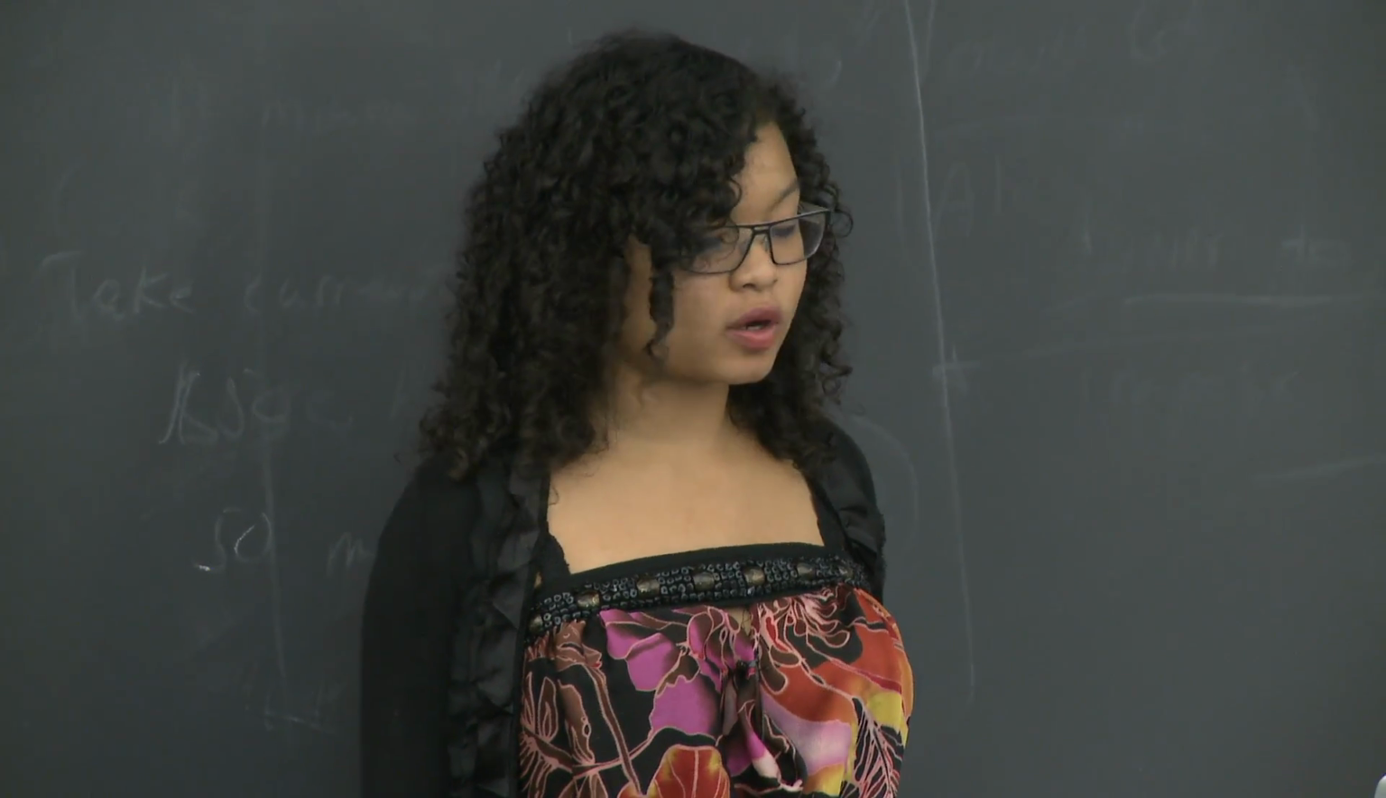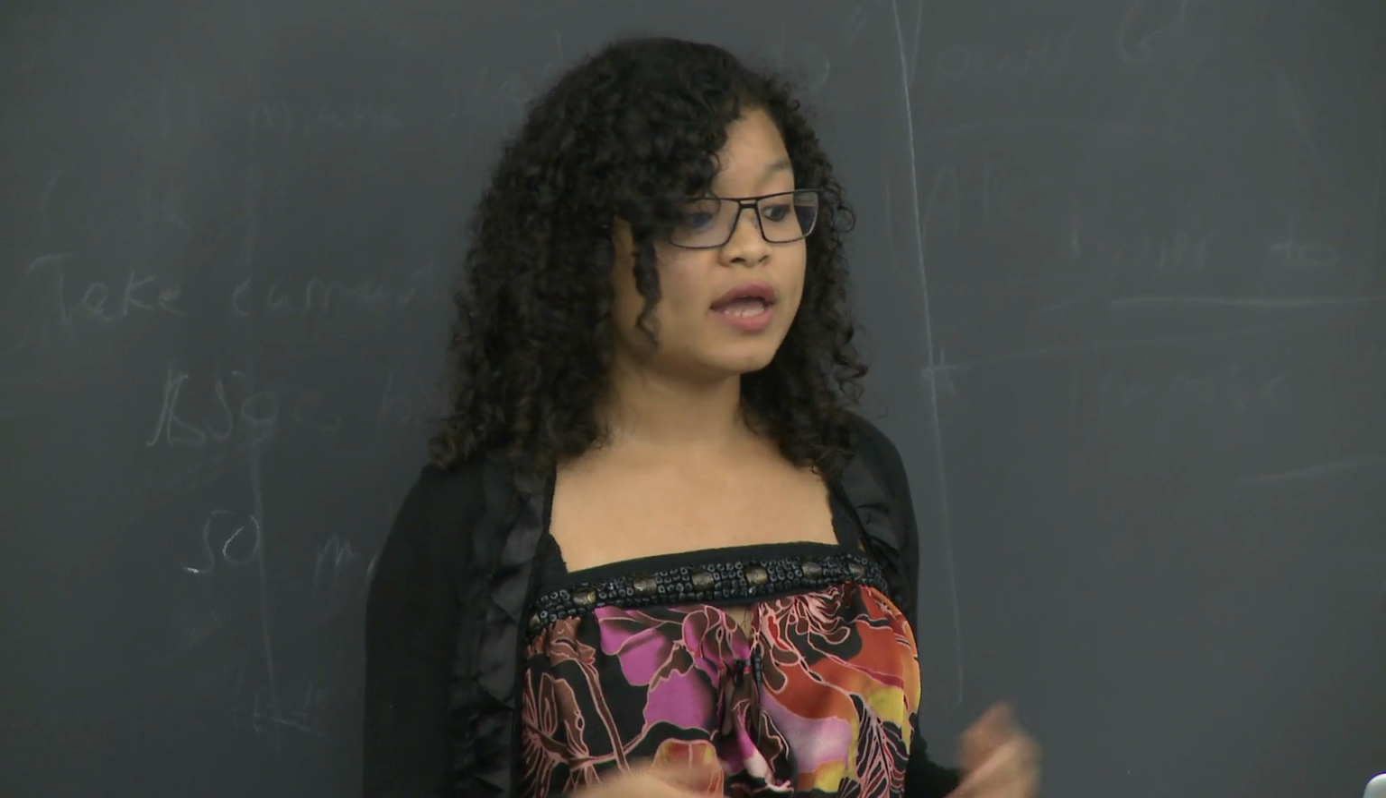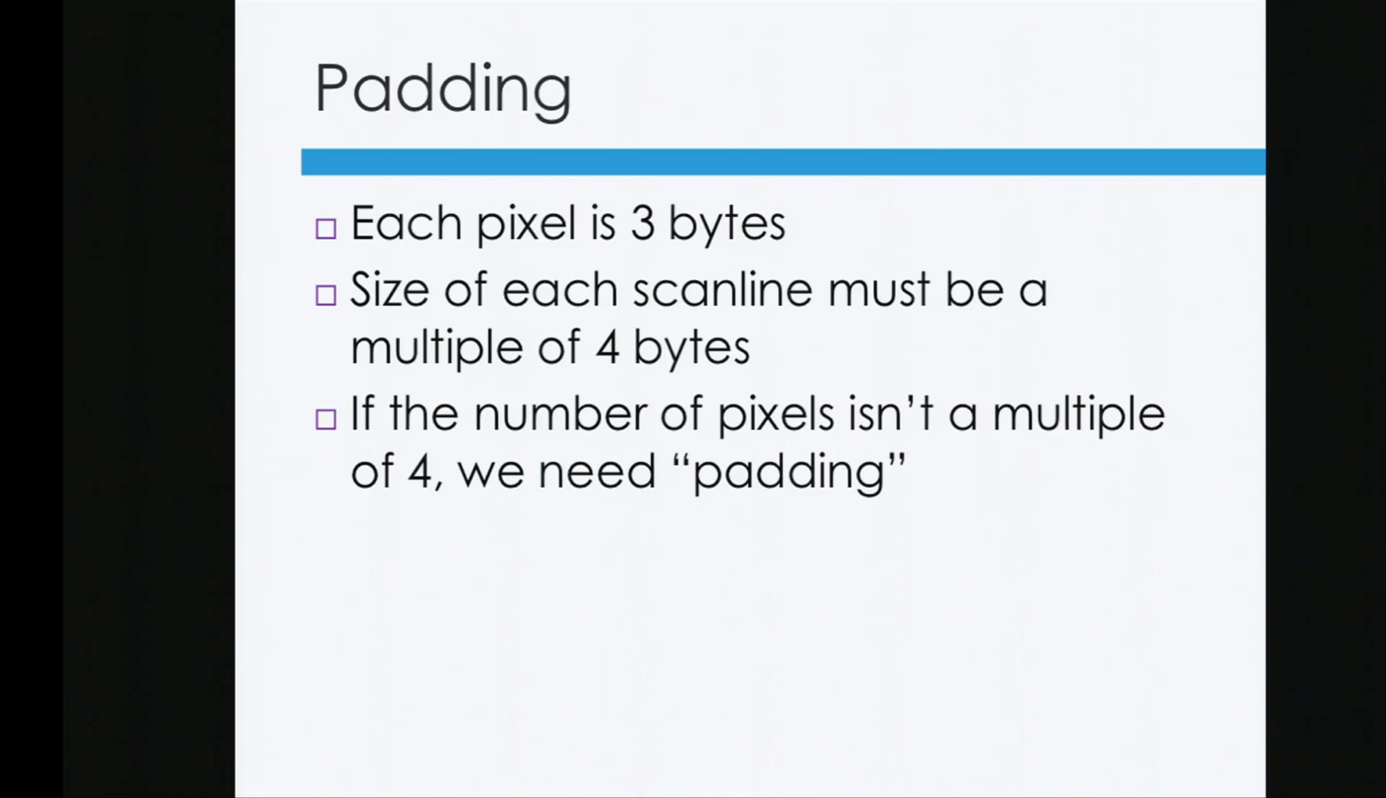All right. So the way that bitmap images work is essentially I envision it basically as a grid. And so the grid by default has to be such that every row has to be a multiple of 4 bytes.